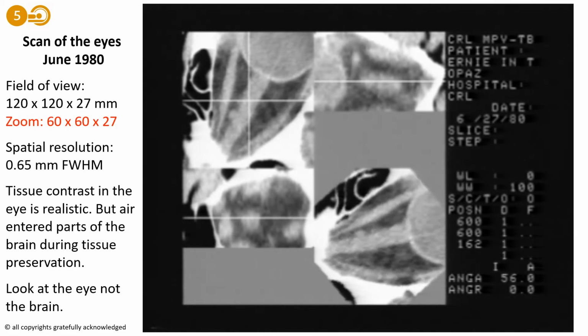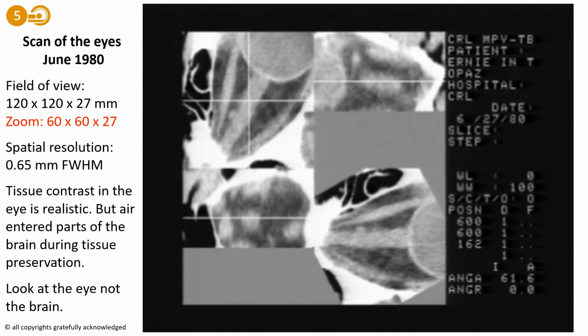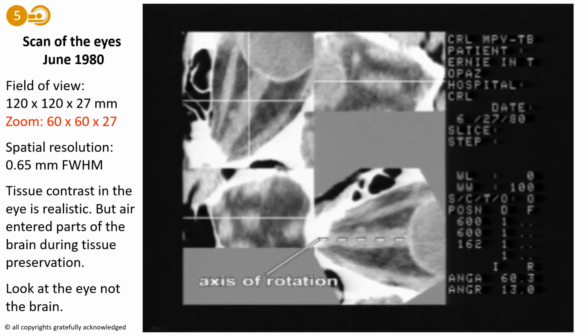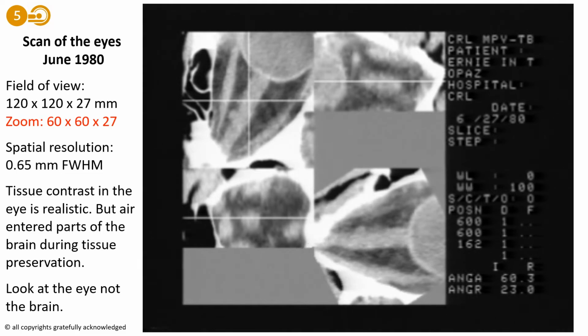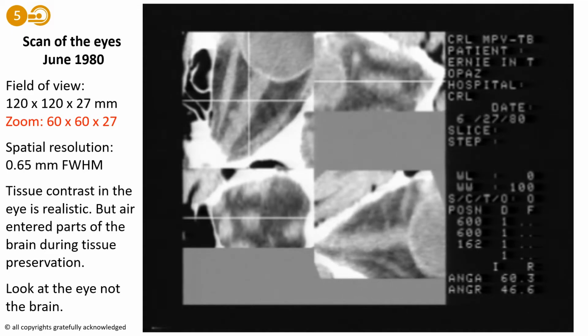The oblique view at the bottom right is being rotated in one angle to start with, and now the second axis of rotation is aligned along the optic nerve. And rotating the second axis again exposes this anatomical detail in behind the eye.